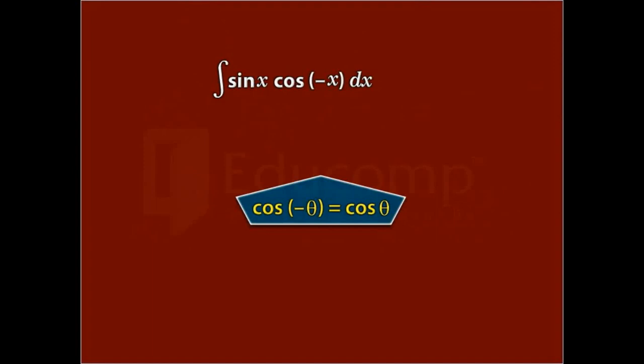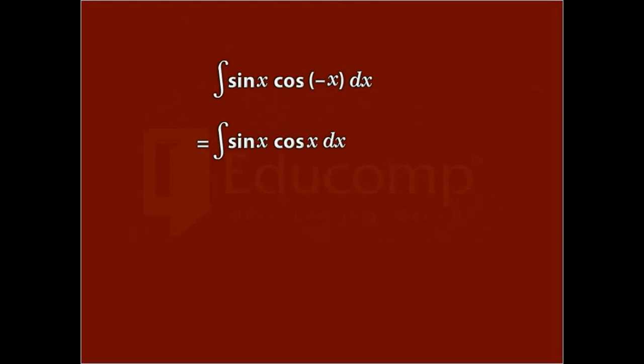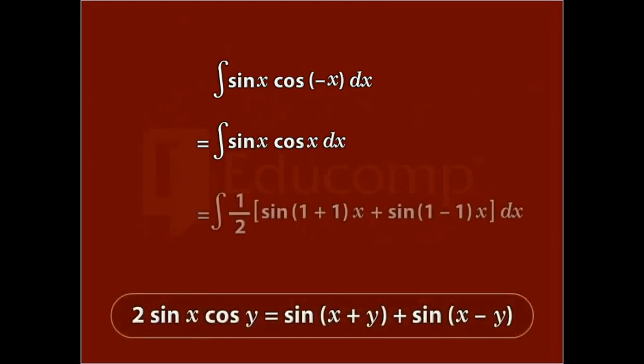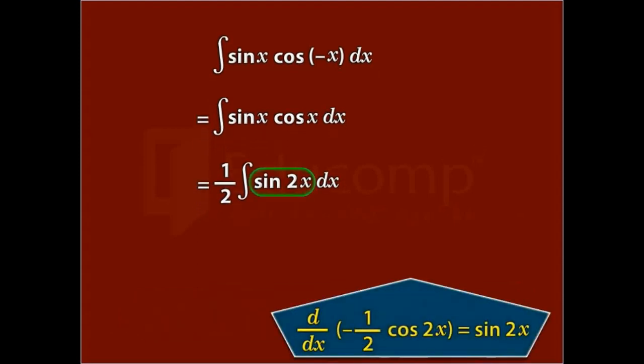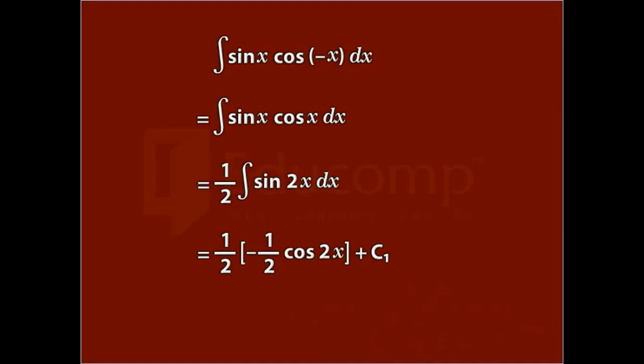First, let's find the integral of sine x into cosine of minus x. Recall that cosine of minus theta equals cosine theta. So, sine x into cosine of minus x equals sine x into cosine x. Now use this identity to express the integral as half times the integral of sine 2x. The integral of sine 2x is minus 1 over 2 times cosine of 2x plus c1. Thus, the integral of sine x into cosine of minus x is minus 1 over 4 times cosine of 2x plus c1.